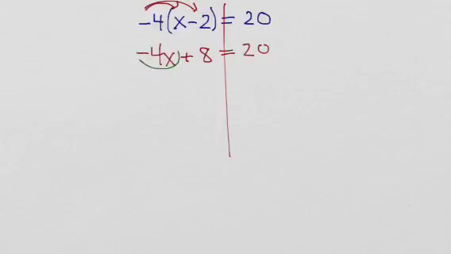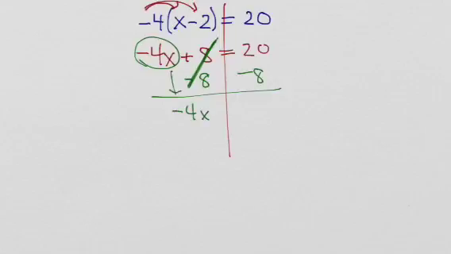Next, I want to combine like terms, so I circle everything with an x in it, and I only circled one thing, so that's good. Skip that step. Now, let's get rid of the plus 8. Opposite of plus 8 is minus 8. So I have minus 8 on both sides, and again, the reason I did that was so that those would cancel. Bring down the minus 4x. On the right side, 20 minus 8 makes 12.